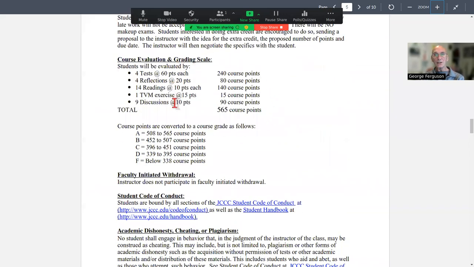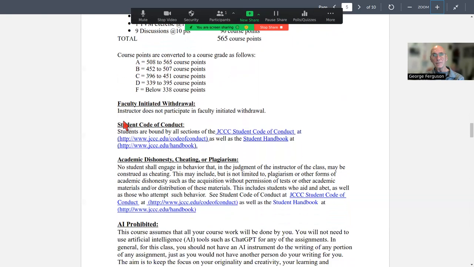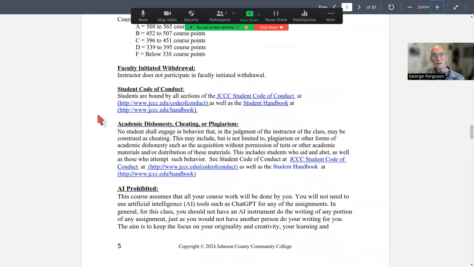The evaluation and grading scale, you can see how the course points are set up. There are a lot of touch points throughout the semester. You might tank one thing, but you will not tank your entire grade because there are so many different touch points in there. It makes it much easier to make sure that you can earn more points. You can see how the course points spread out between the various grades. I don't do faculty initiated withdrawal. You can see the code of conduct. You can access that.